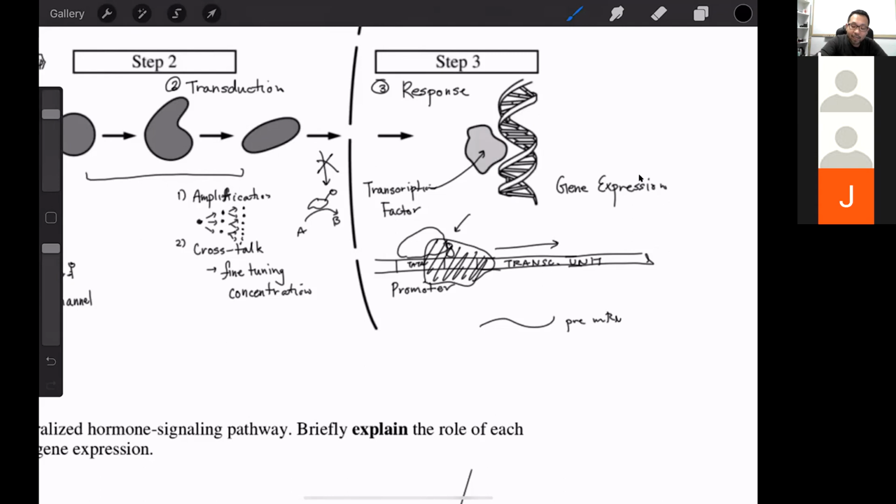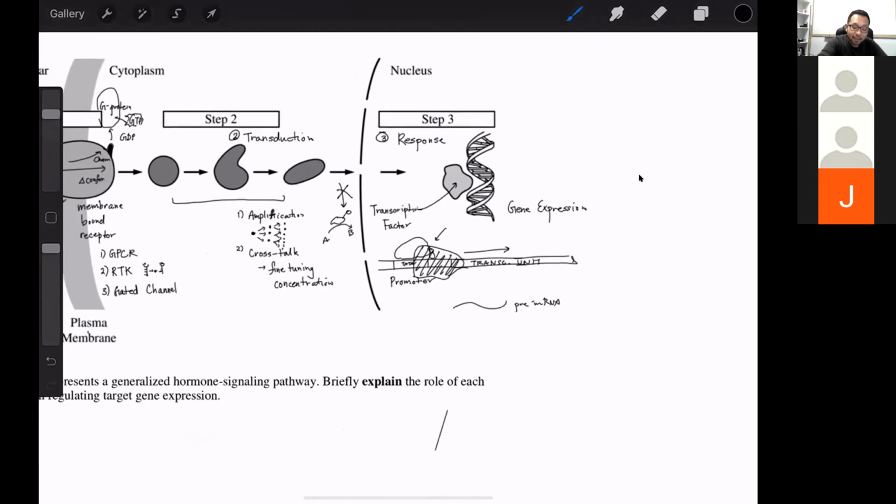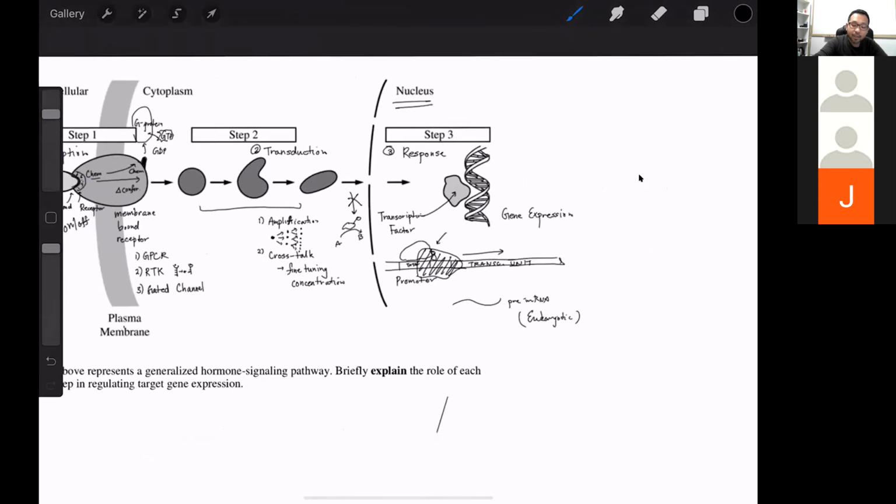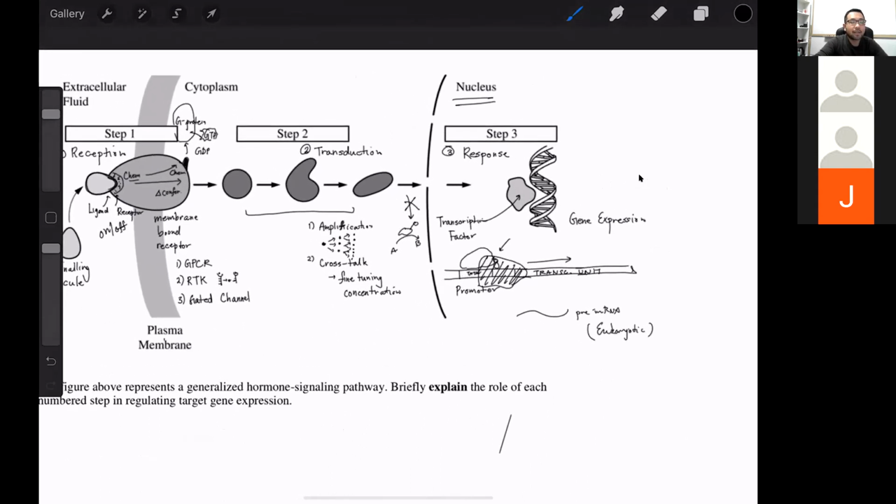Now, why am I saying pre-mRNA here? Well, because I see the nucleus, which means that this certainly is a eukaryotic organism, which means that you have to process that mRNA in order to get your final messenger RNA back out into the cytoplasm. So that's just going above and beyond what we need to mention here. So you don't have to go that far out, but the point is that this transcription factor being activated, usually through phosphorylation, is going to allow certain genes to be activated.